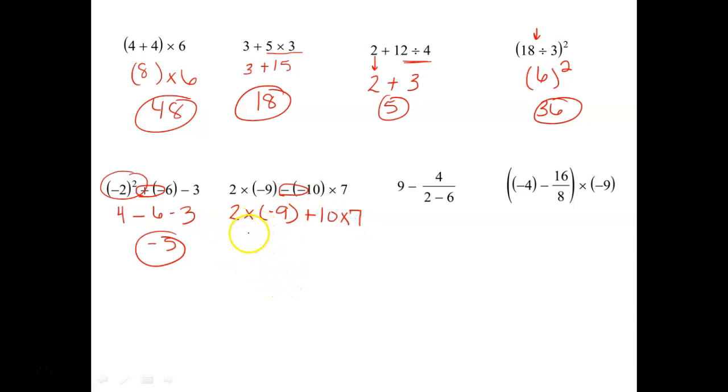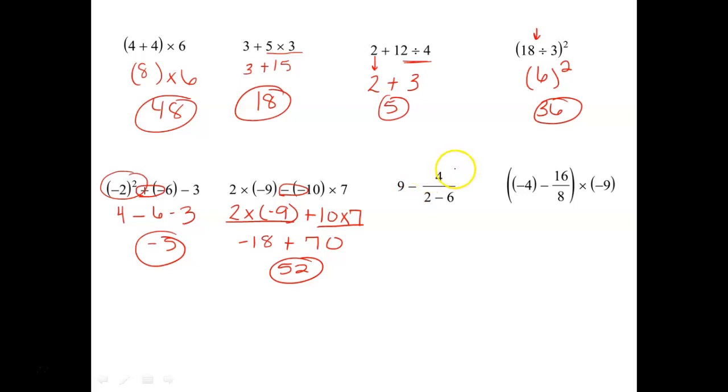So now we're going to do our multiplication first. 2 times -9 is -18, plus 10 times 7 is 70. -18 plus 70 is 52. Sorry, I don't have my calculator out, guys. Yeah, that's it.